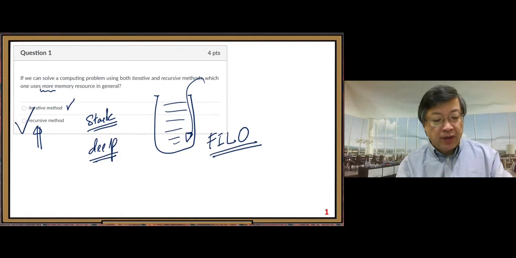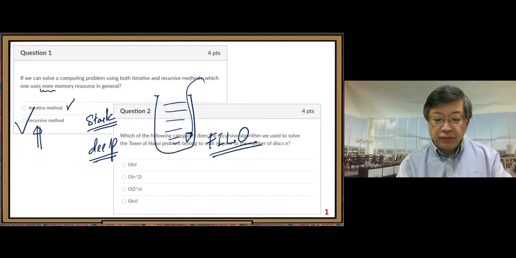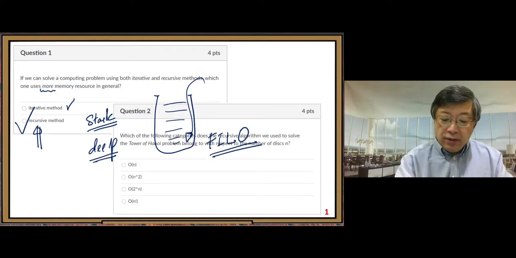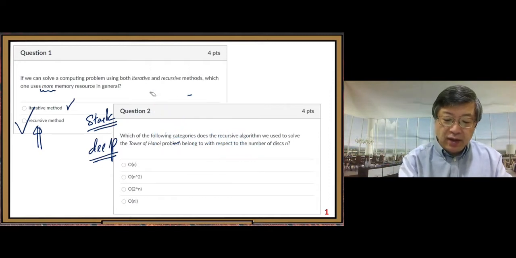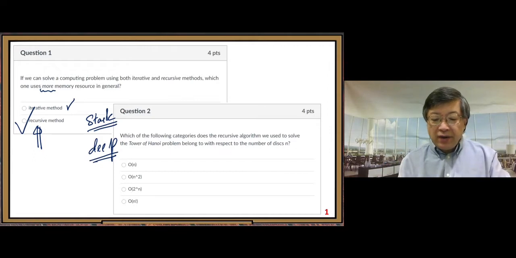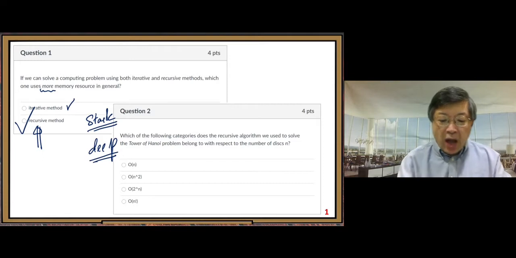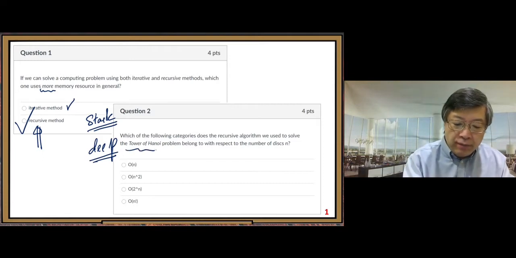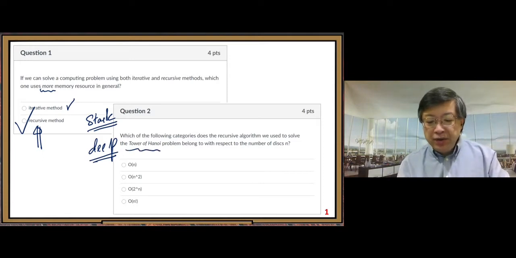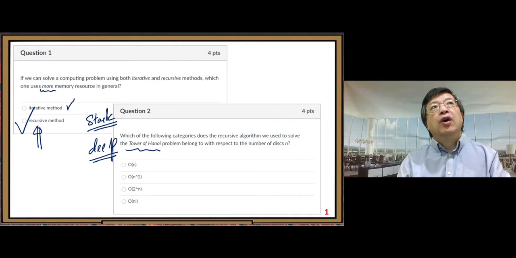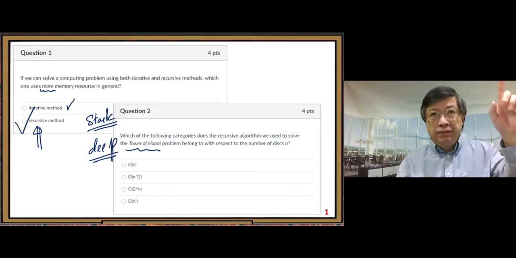All right, next question. Which of the following categories does the recursive algorithm we use to solve the Tower of Hanoi problem belong to with respect to the number of disks? This checks if you know the formula.